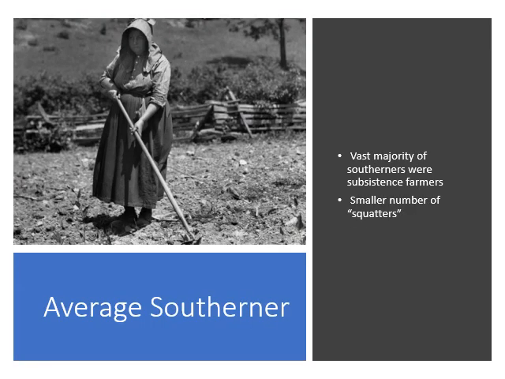As we've learned, the vast majority of Southerners were actually subsistence farmers. They lived off the land. They had a small plot of land that they farmed to support themselves and their families. A smaller number of Southerners were squatters. They lived on other people's lands farming it. They actually didn't own the property.